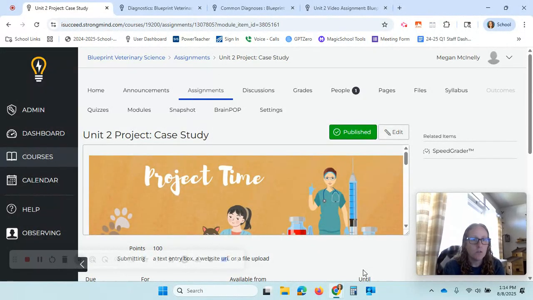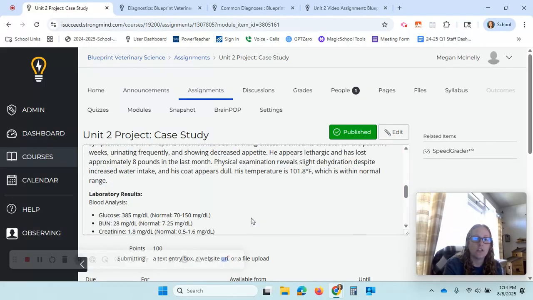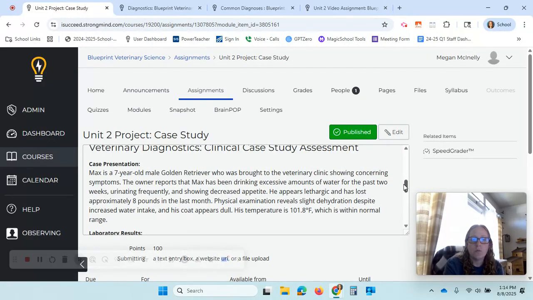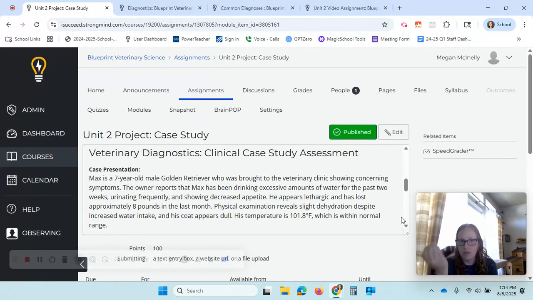Hey everybody, so here we are in our Unit 2 project in veterinary science called Case Study. This is a project I'm excited about because it lets you play doctor a little bit, veterinarian here. As you take a look, it gives you what I call a case study, or a hypothetical for a typical case that could walk in your door.